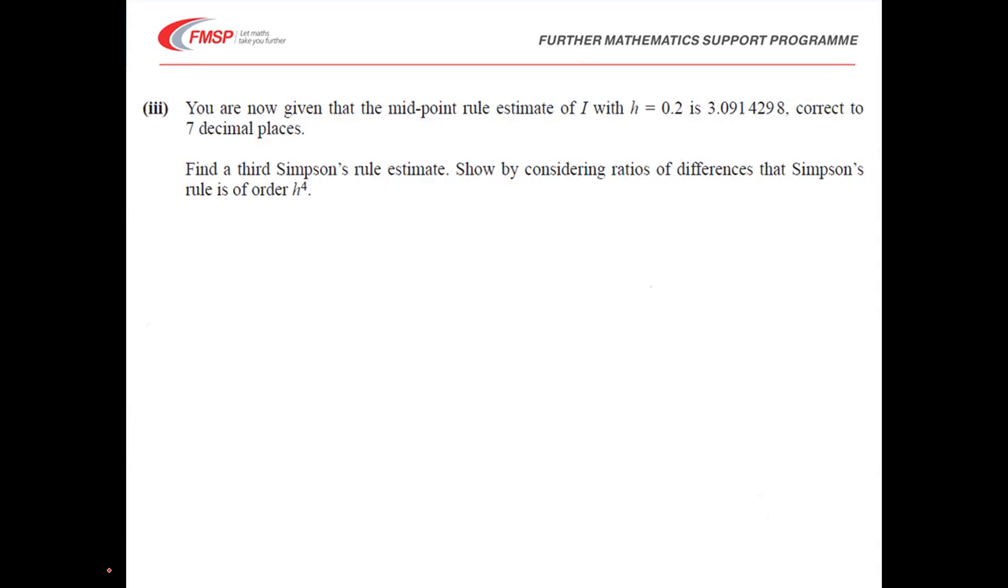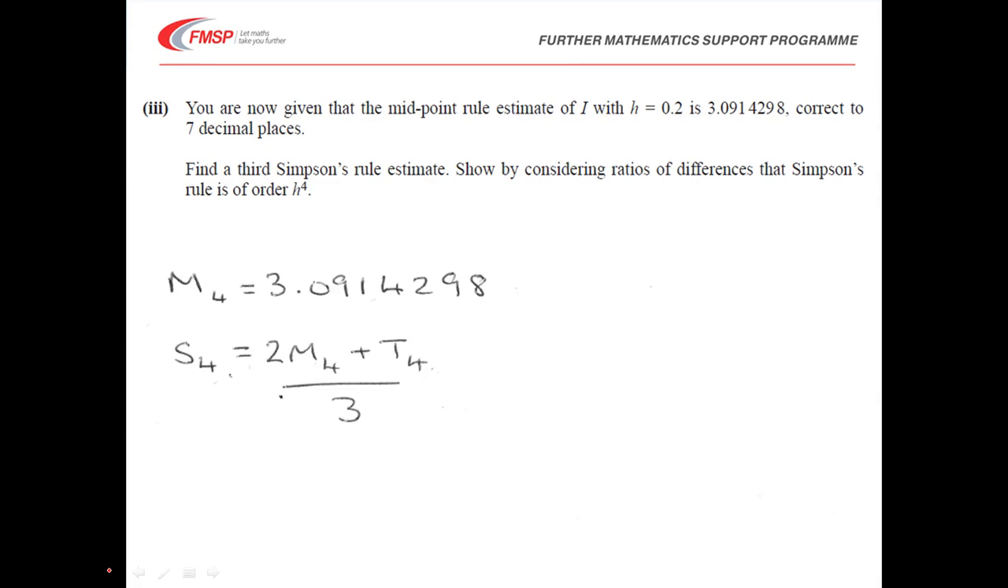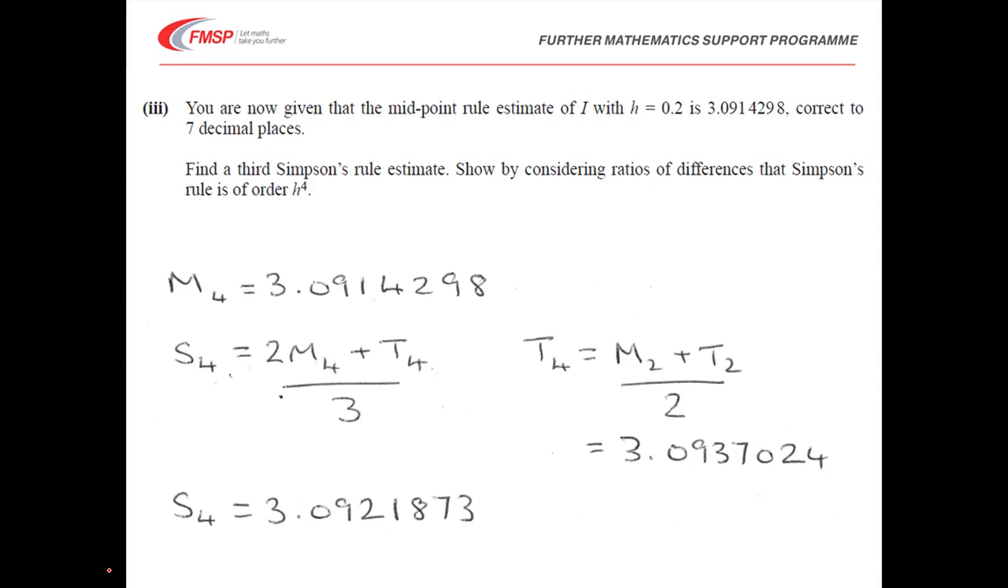So it gives us a midpoint rule for the next one, so with h equals 0.2. And then it wants us to find a third Simpson's rule estimate. So we've got M4 there. To work out S4 we need T4. So S4 contains T4, so the first thing to do is calculate T4, which we can do by that shortcut. T4 is M2 plus T2 over 2. We know those values, so we can calculate it. And now we can calculate S4 by doing twice M4 plus T4 divided by 3. And there's the value for that.